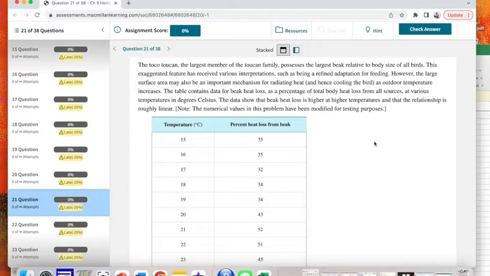asked me to solve questions 21 through 24, which use this data from the toucan. The toucan is the largest member of the toucan family, and it possesses the largest beak relative to the body size of all birds. This exaggerated feature has received various interpretations, such as being a more refined adaptation for feeding. However, the large surface area may also be an important mechanism for radiating heat, i.e. cooling the bird as the outdoor temperature increases.